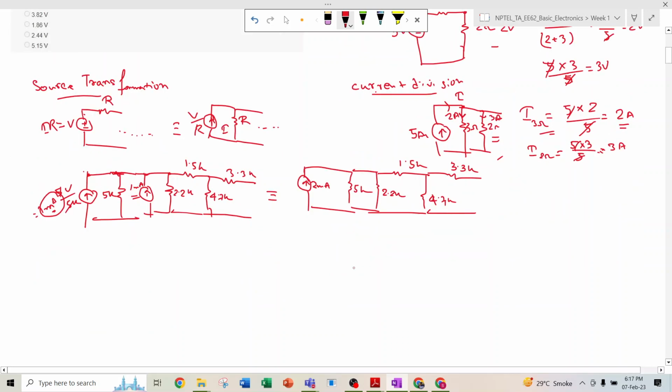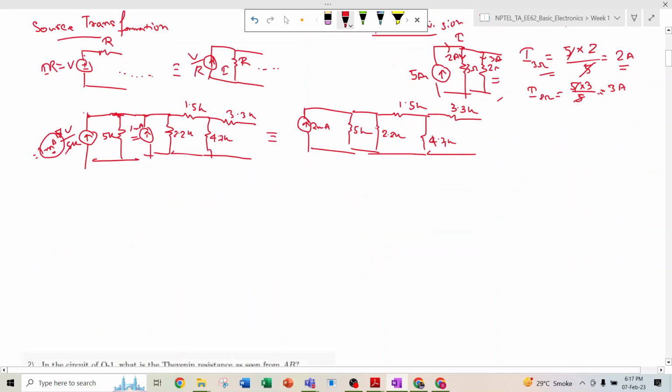So now see this part, 5k and 2.2k come in parallel, because these two resistances are across the same two nodes, you understood, right? This node and this node are the same, and this node and this node are the same because there is no resistor or circuit element in between. So basically this 5k and 2.2k come in parallel, so 5k parallel 2.2k.